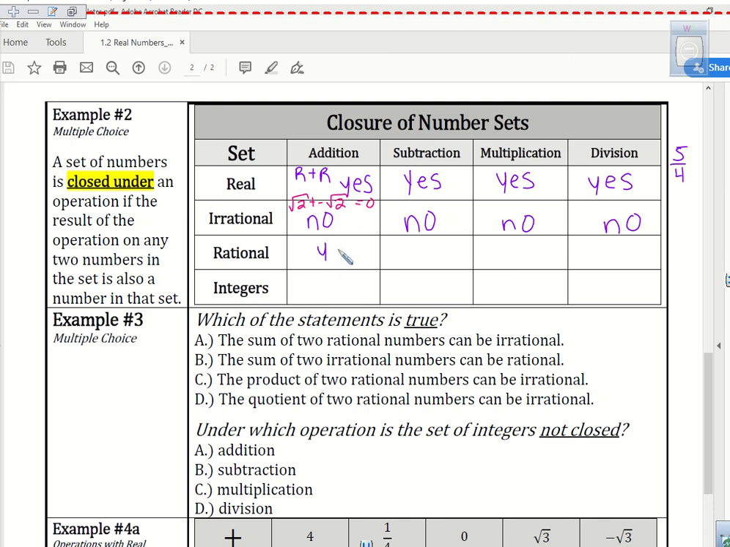Rational numbers are closed under addition, they're closed under subtraction, they're closed under multiplication, they're closed under division. Integers are closed under addition, closed under subtraction, closed under multiplication. However, they are not closed under division, because I can say 2 divided by negative 5, that doesn't equal a negative whole number or a positive whole number. I guess you could say that's a fraction, which means it is rational.